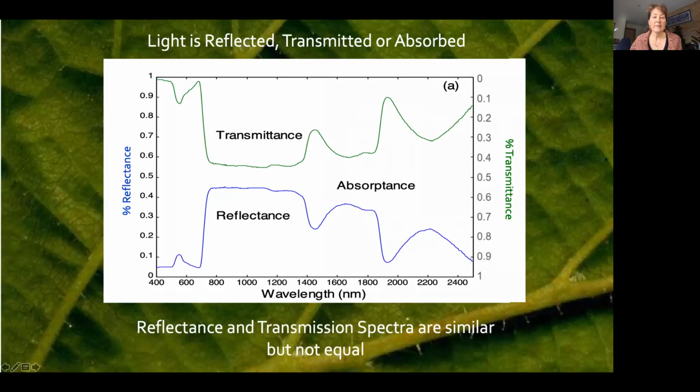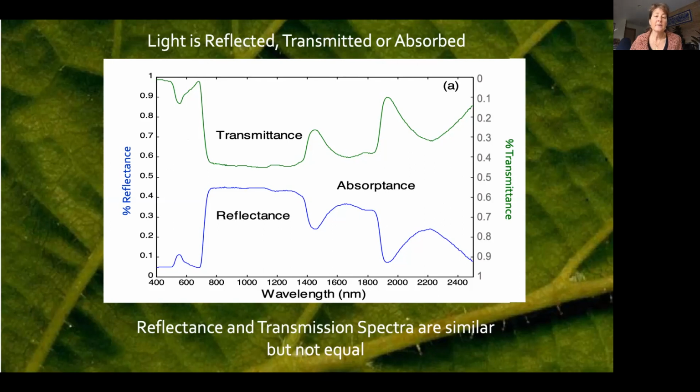Now this spectrum is showing again wavelength on the x-axis, and it's showing what we would call full range spectrum from 400 to 2500 nanometers. And then the blue is reflectance, but the green here is transmittance. So light is either reflected, absorbed, or transmitted. And the light that's neither reflected nor transmitted through the leaf is absorbed by the leaf.